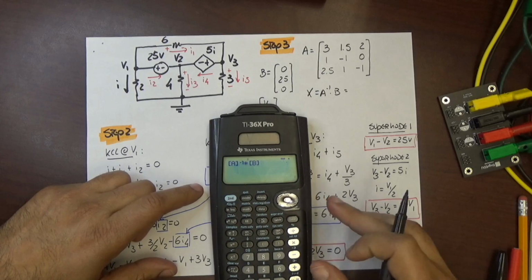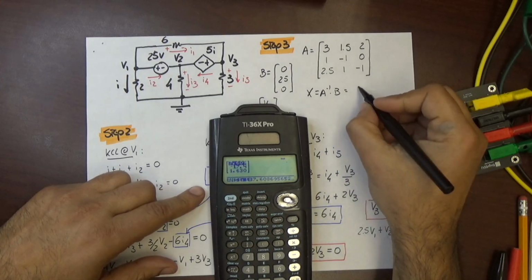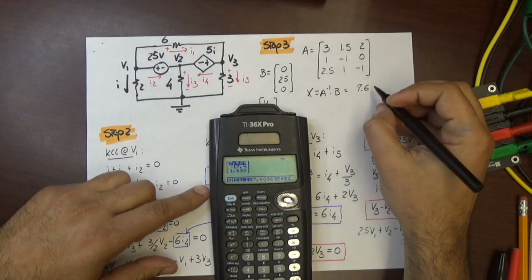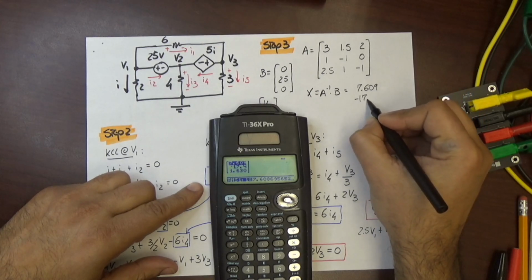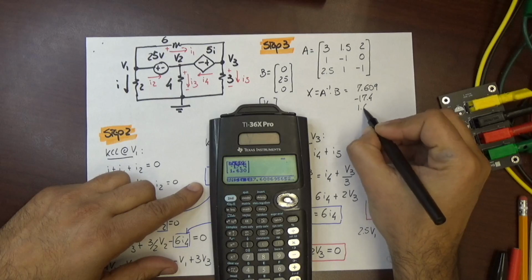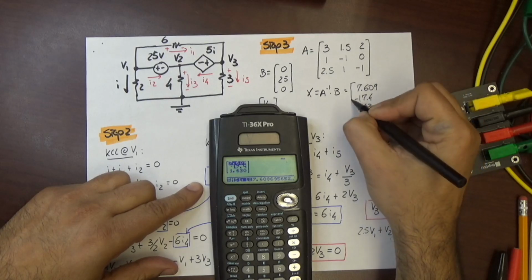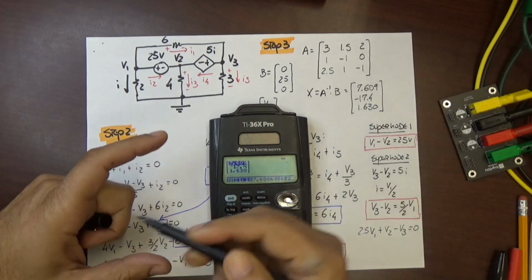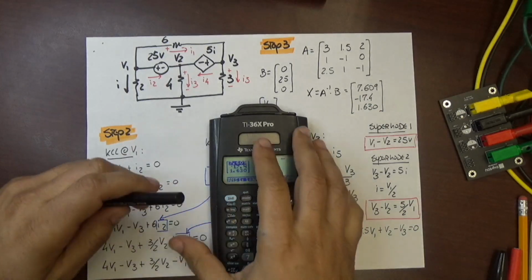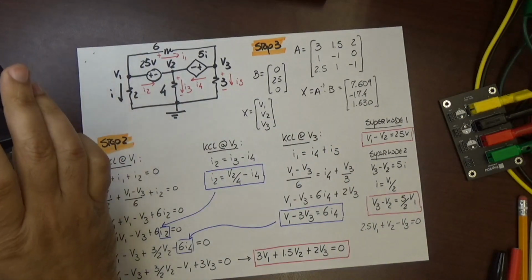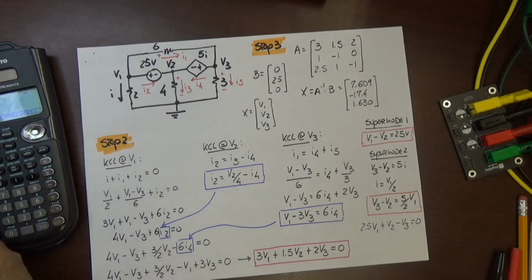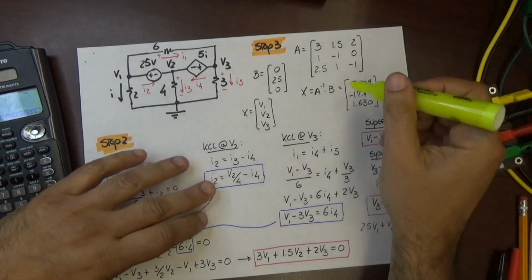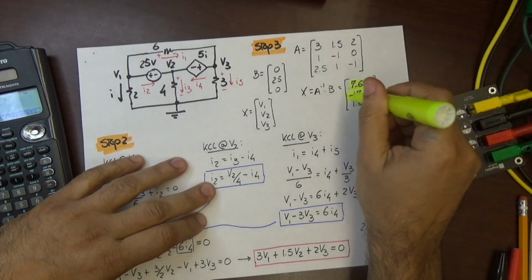And my answer is the following. I remember that we're calculating V1, V2, and V3. The units are volts. I'm going to make things easier here. Now I'm just going to highlight the answers, and they relate to these variables over here.